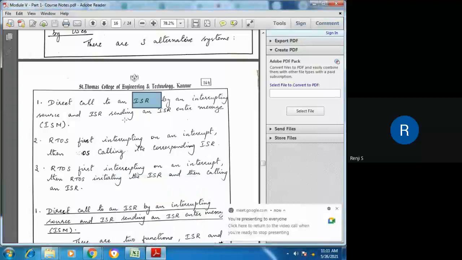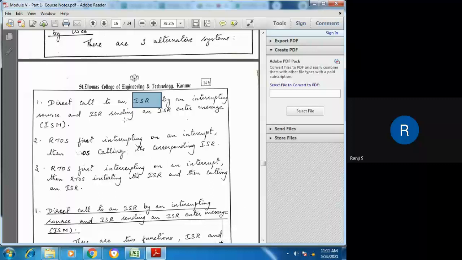Now, this is one mechanism. Instead of directly going to the RTOS and requesting to service the interrupt service routine, the interrupting source is directly calling the interrupt service routine. And once the interrupt service routine is called, it will itself send an enter message to the RTOS so that the RTOS will stop executing the currently running process by the processor. Once it receives the ISR message, it will stop, and then the ISR will start execution. And on completion of the ISR, again a message is sent to the RTOS to resume its execution. That is the first method, direct call to ISR by the interrupting source. The interrupting source is directly calling the interrupt service routine.